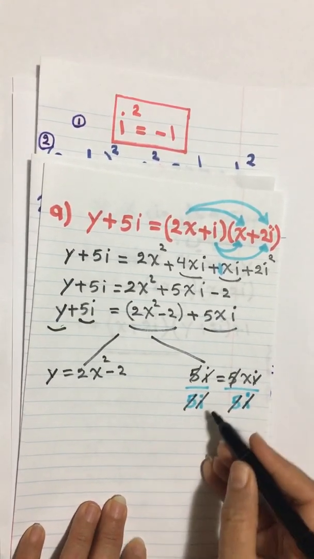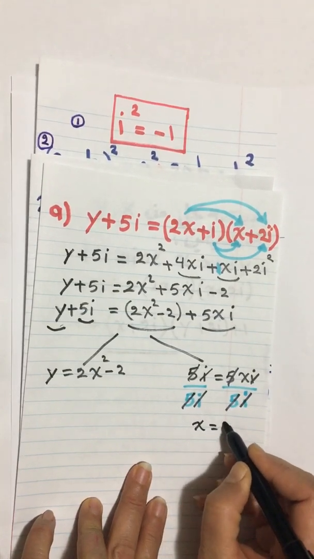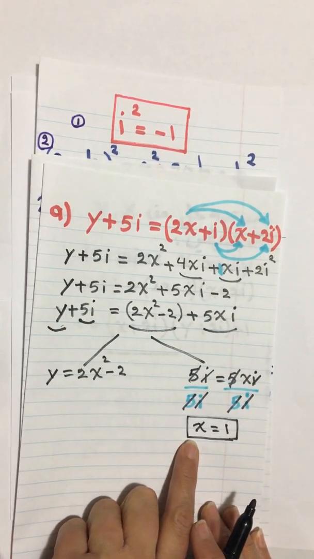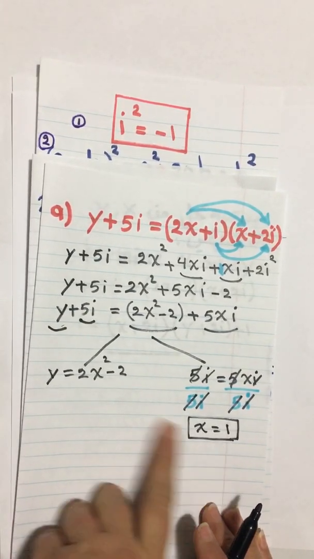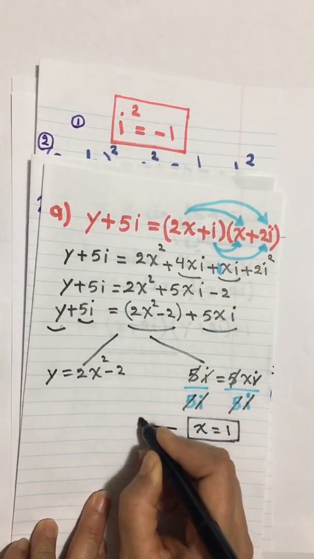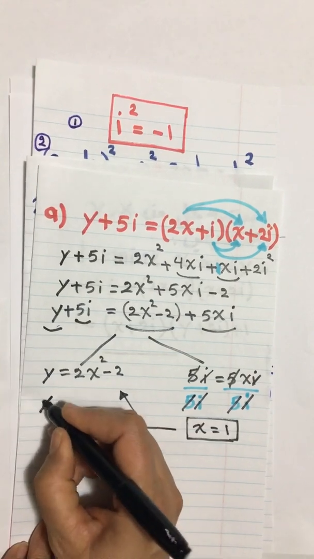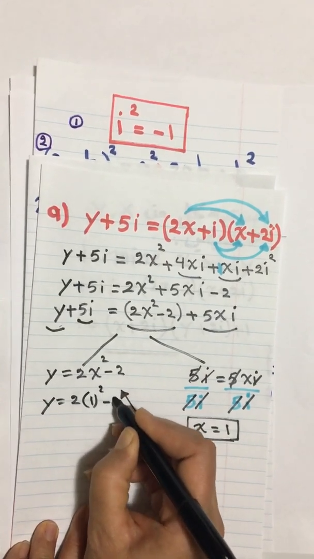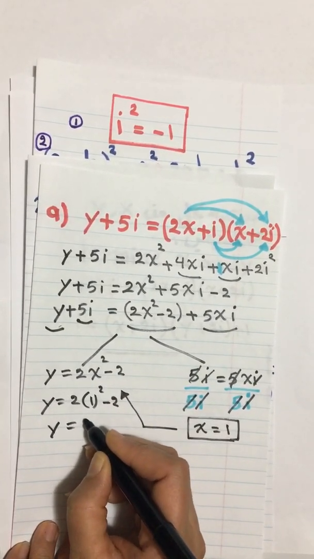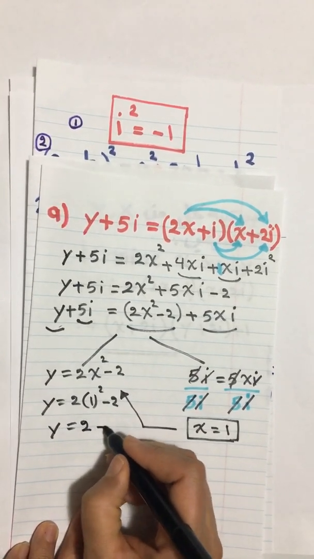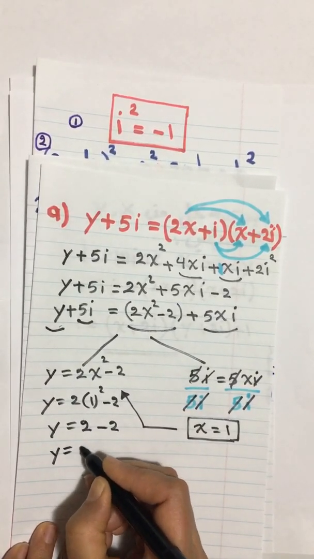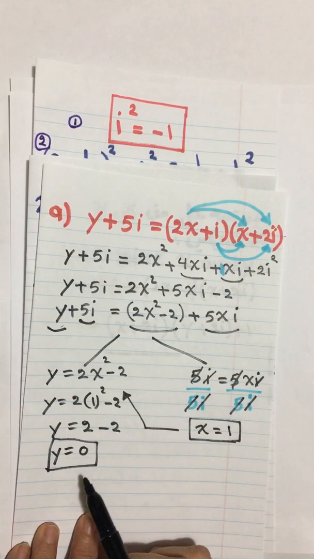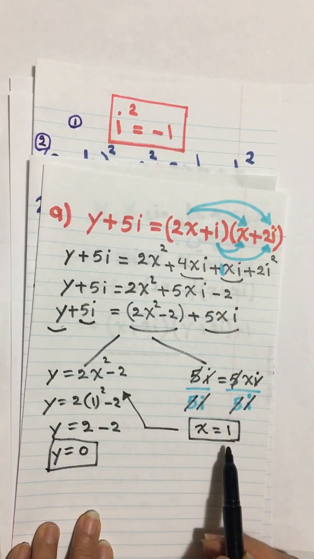Cancel out i and 5. Now I have x equals 1. Now I'm gonna substitute x equals 1 in this equation. y equals 2 times 1 squared minus 2. y equals 2 times 1 squared minus 2, so y equals 0. Now I get y equals 0 and x equals 1.